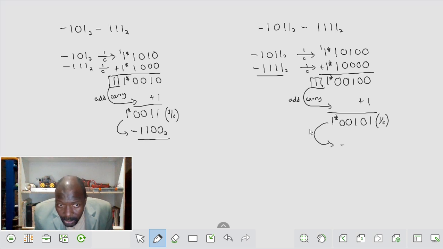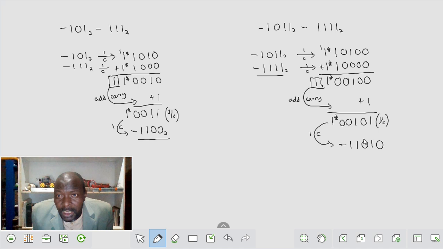What do you do? You complement again. I didn't indicate that I'm complementing again. Yeah, I'm getting tired. I complement again. So that means we don't complement the sign bit, so it remains negative. So this becomes 1 1 0 1 0.